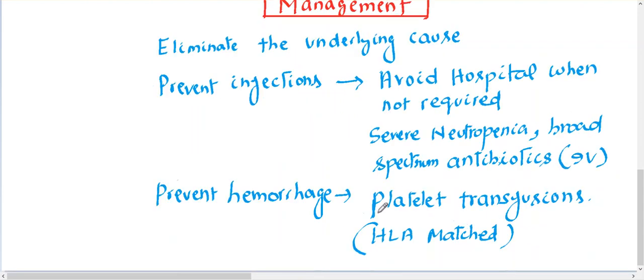Now how will you prevent hemorrhage? You prevent hemorrhage with platelet transfusion, and it's also important that it should be HLA matched.